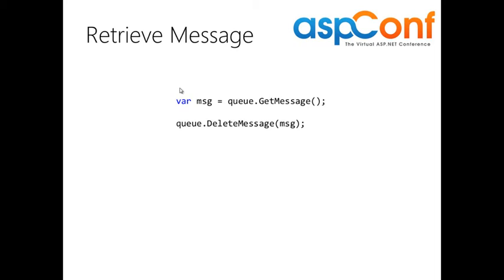And it'll stay invisible for a certain amount of time, and if that timeout occurs, then the queue will assume that the worker role just lost it, that it died, and then it'll become visible again, so some other worker role can pick it up. But your worker role, once it finishes processing it, would call queue.deleteMessage, and that'll actually remove the message from the queue. Slightly different than the way that MSMQ works.